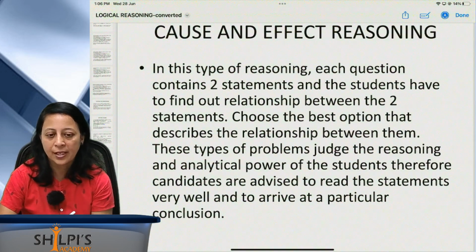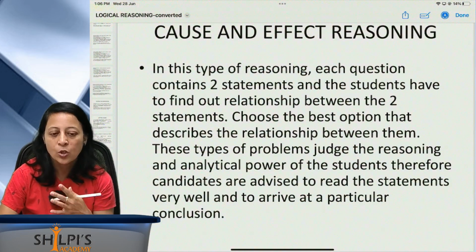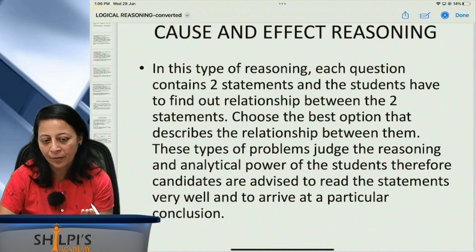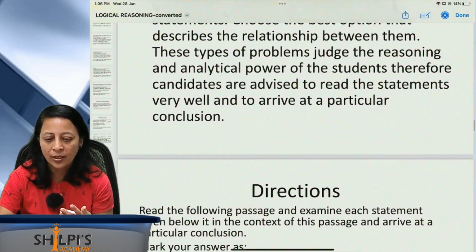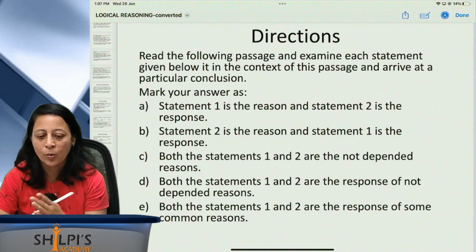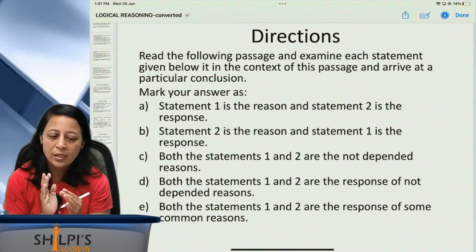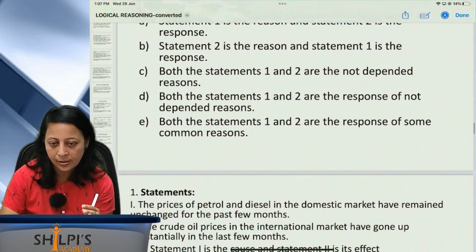Okay, in this type of reasoning, each question contains two statements and students have to find out the relationship between the two statements. Choose the best option that describes the relationship between them. These types of problems judge the reasoning and analytical power of the students. Therefore, candidates are advised to read the statements very well and arrive at a particular conclusion. Okay. So, read the following passage and mark your answer: statement 1 is the reason and statement 2 is the response; statement 2 is the reason and statement 1 is the response; both the statements are not dependent; both the statements are the response; both the statements are of common reasons.